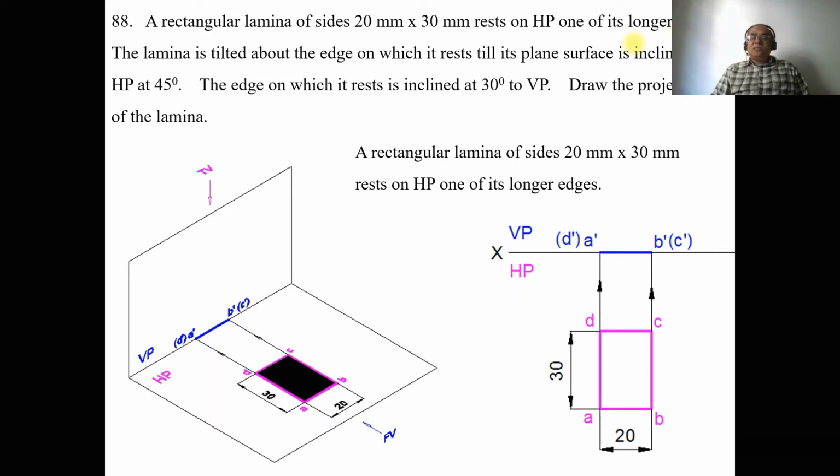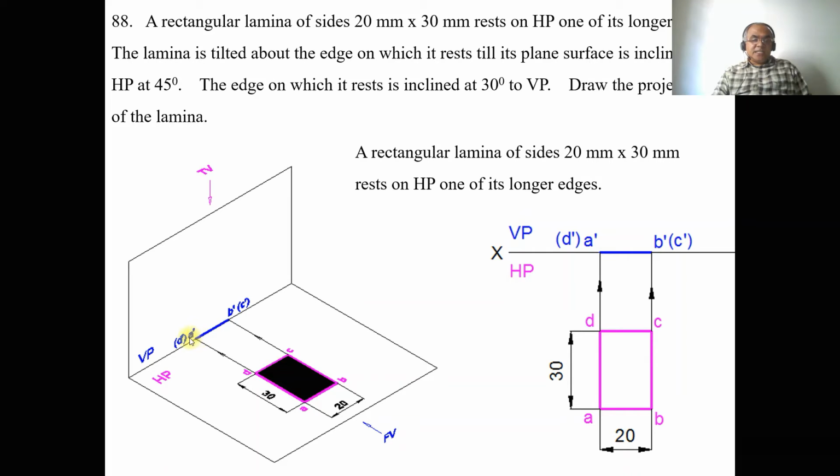So now we can fix all these things. You can see the longer edge is perpendicular to VP. Once the longer edge is perpendicular to VP, what happens in the vertical plane? You are going to get a point. So we can see here AD and BC are the two longer edges because 30 mm is greater than 20 mm. So BC and AD are perpendicular to VP. So obviously in the front view you are going to get a point which is b dash c dash, and a dash d dash.